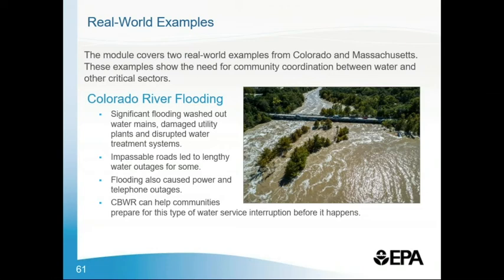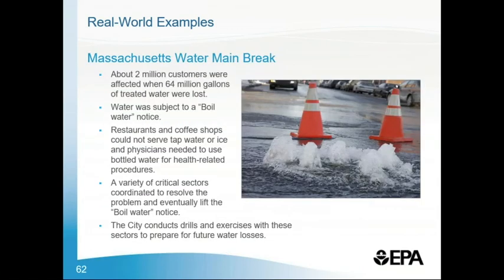We walked through and showed the impassable roads, how they led to lengthy water outages, as well as the flooding causing power and telephone outages. So that domino effect, as I explained earlier, of the interdependencies. And then we show how CBWR can help communities prepare for this type of water service interruption before it happens.